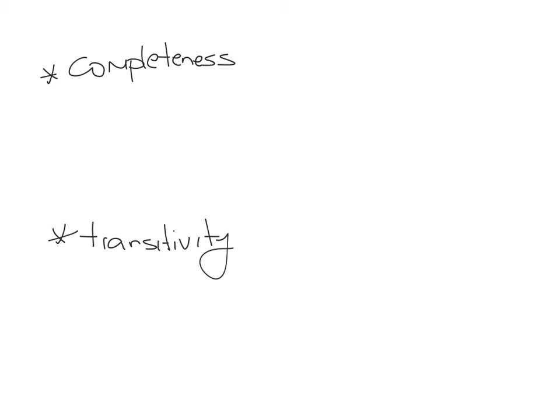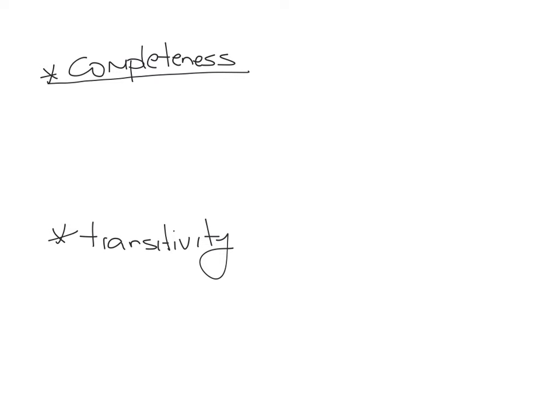So let's begin talking about consumer preferences. The first two assumptions we're going to make about consumer preferences are that consumers can choose between different bundles and that they are also consistent between those bundles. The first assumption, that the consumer can actually choose, is called the completeness assumption.